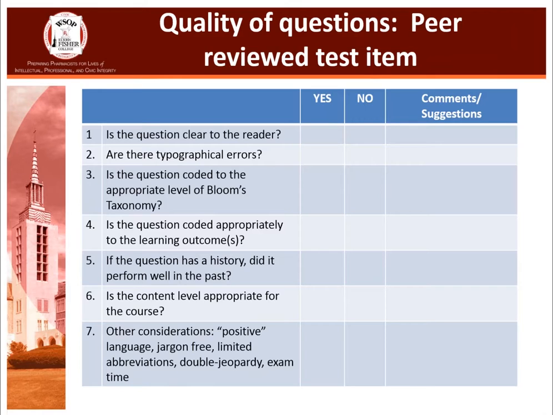Some other considerations: always use positive language, so which of the following is true versus which of the following is false. Make sure it's jargon-free, which can be very difficult in the healthcare field, where we often use jargon and abbreviations, but keep the question as clear and concise as possible. Double jeopardy: don't have questions where you have to answer the first one to get the second one. An exception to this will be in our calculations course, where any calculation error could be life-threatening, and they tend to make those questions tied together. And then we also want to be aware of the exam time. If you have 40 essay questions on your exam, are students realistically going to be able to answer that in 40 minutes?